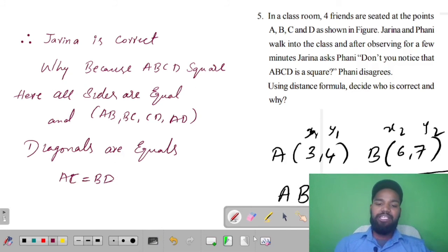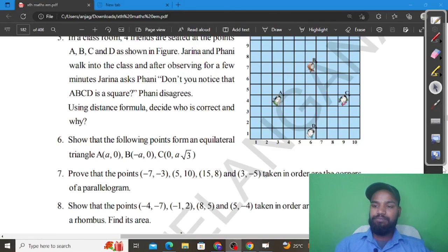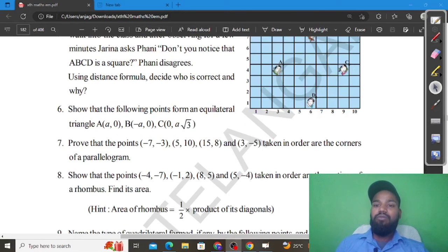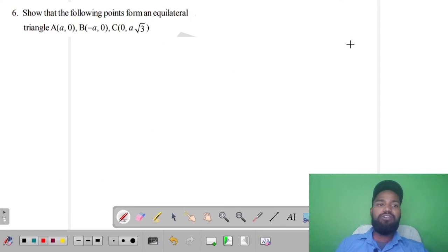So moving to the next problem. What is the next problem here? The sixth question is: show whether the following points form an equilateral triangle or not.